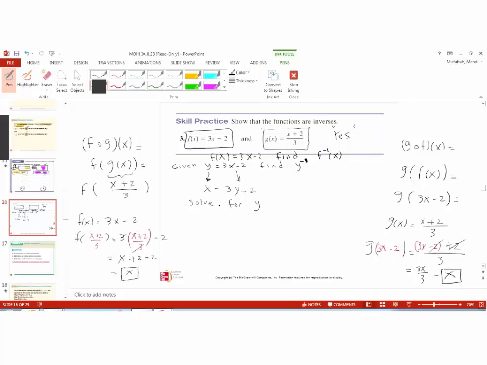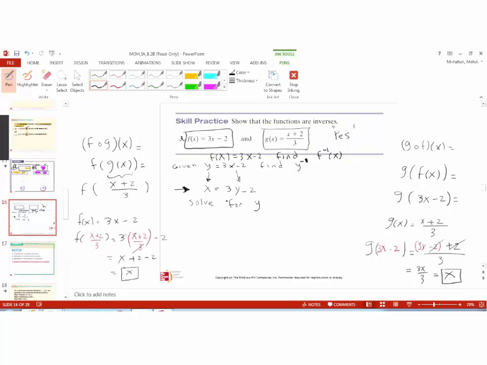Solve for y. Actually, you can do it the other way. You can solve for x in terms of y, and then exchange x and y. But it's better to do it this way. Step number 1 is to exchange the position of x and y. And then step number 2, solve for y.